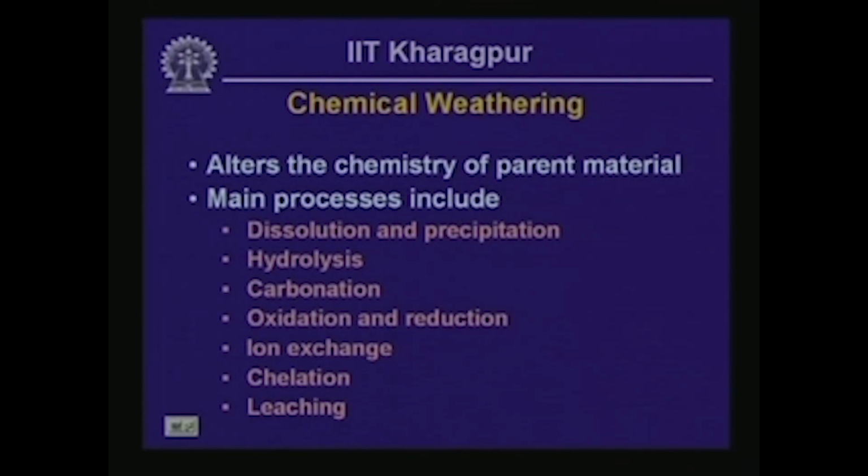Then hydrolysis could be another major process of chemical weathering, and I will give you an example of hydrolysis just after I go through the list. Carbonation is another agent, and we have already seen an example of carbonation in one of the previous presentations, in which we looked at the formation of kaolinite mineral from the weathering of potassium feldspar. Then oxidation and reduction is another major class of reaction that instigates chemical weathering, along with ion exchange, chelation and leaching. So these are all different types of chemical reactions that are involved in the chemical weathering process.